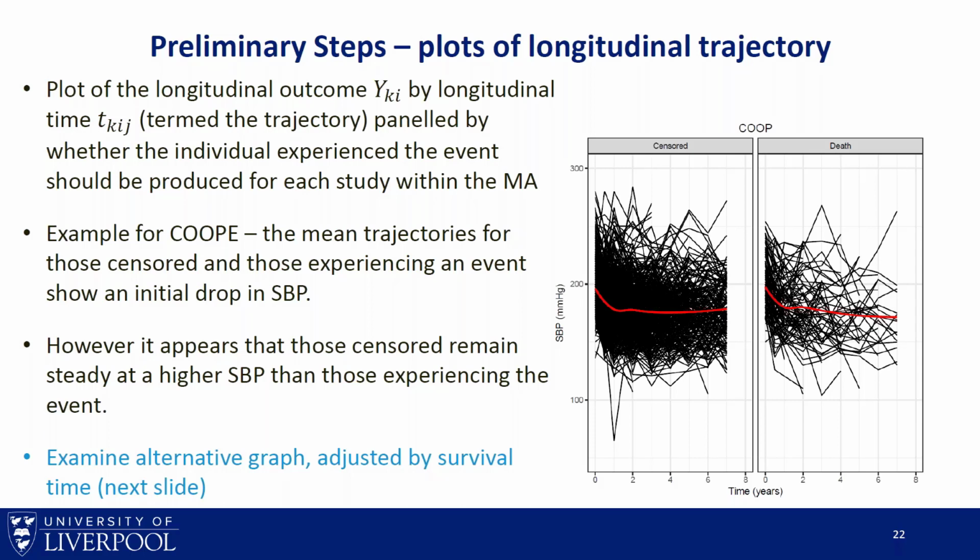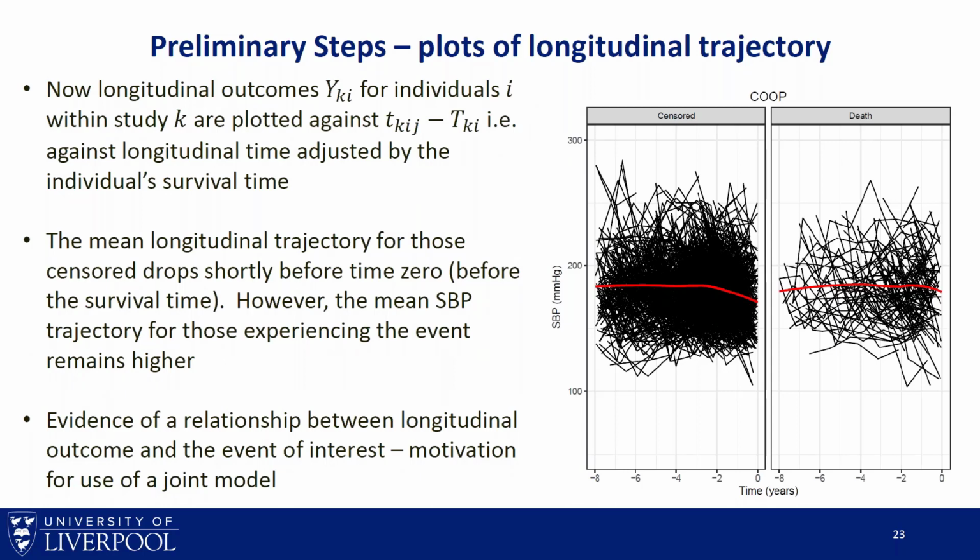The reason for this is that we have longitudinal data that's related to our time to event data. We can see this best if we go and look at a second type of plot. This second type of plot still plots the longitudinal outcome, but it plots against time adjusted by survival time. So for each individual, we've taken their survival time away from their longitudinal measurement times.